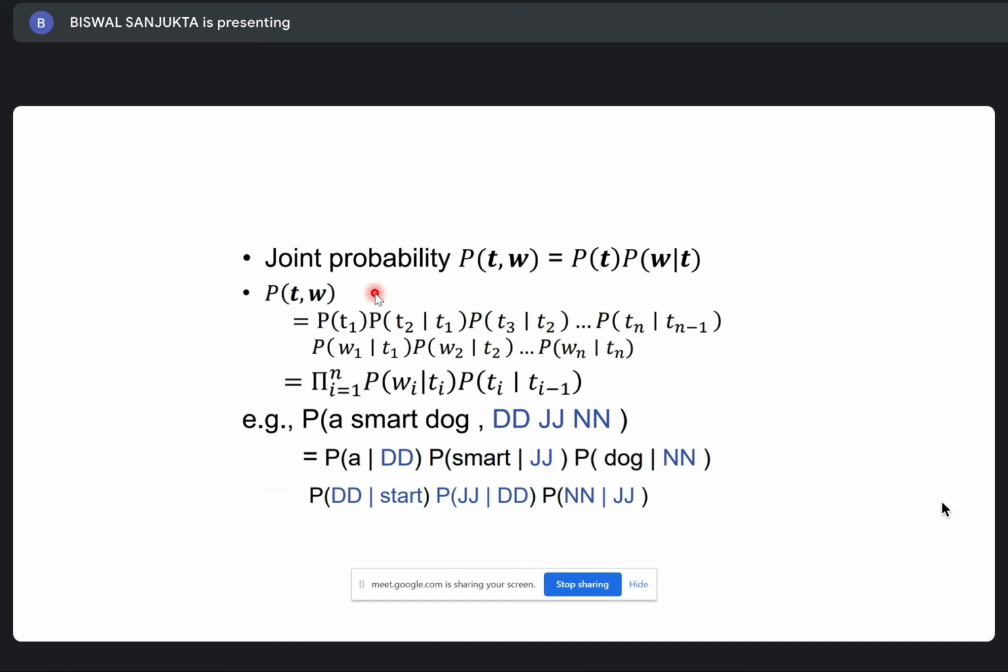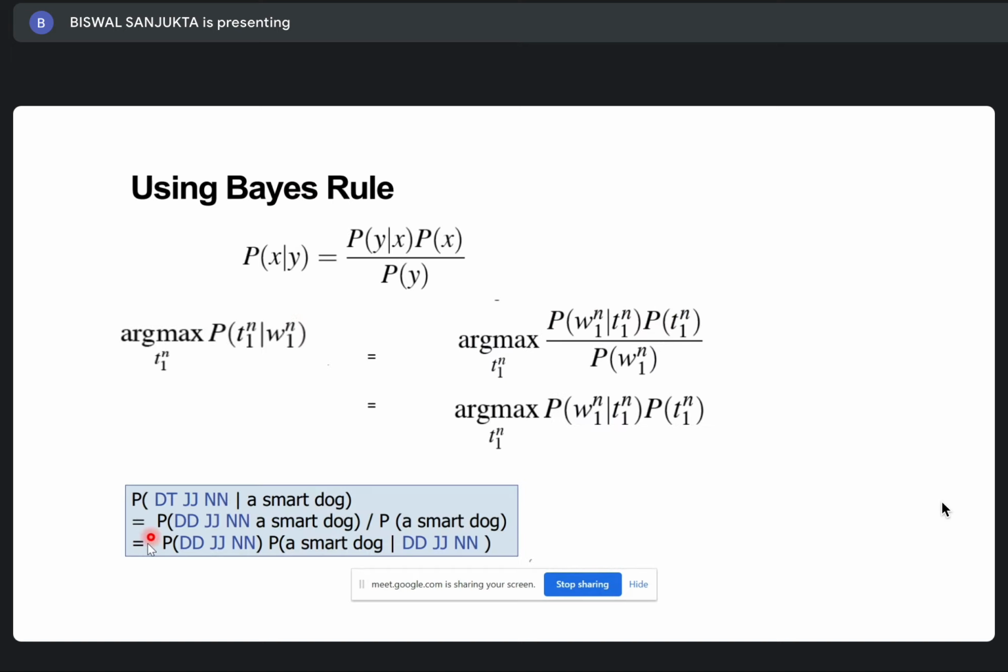Okay, so now, as part of POS tagging, we are interested to know the probability of this tag sequence DT JJ NN, where DT is determiner, JJ is adjective, NN is noun. So what is the probability of this tag sequence, given we have a sentence, a smart dog? It can be a sentence or a part of a sentence. If this is the case, how should we proceed?